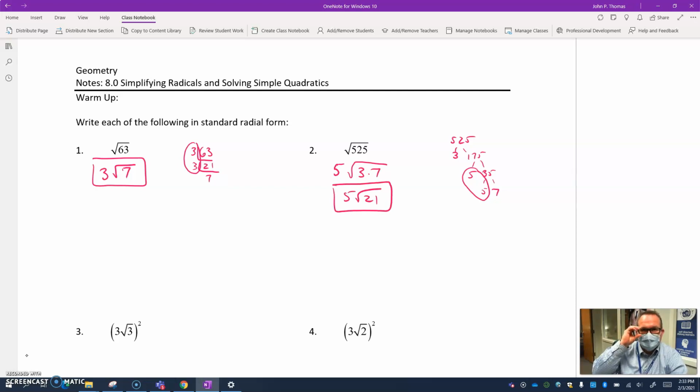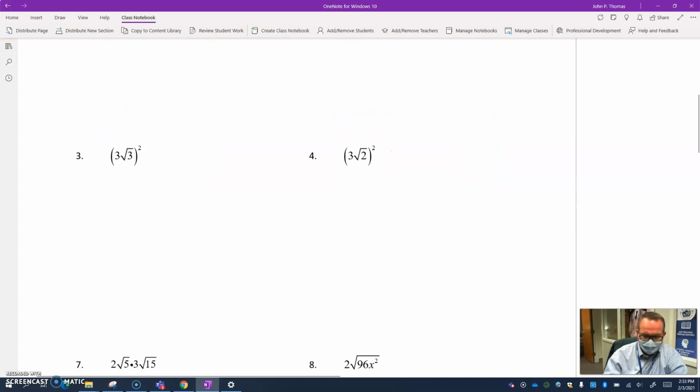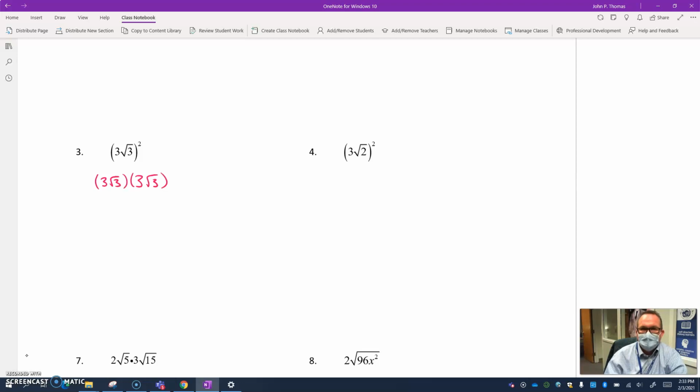If I wanted a decimal, I would say give me an approximation, and I'd tell you to what place value we'd like that. All right, if I take a look at the next one, now we're starting to do operations with radicals. So again, this is a squared. So first thing I'm going to do is write this out as 3 root 3 times 3 root 3. Next thing I'm going to do is use a commutative property, and I'm going to regroup it so similar things are close together.